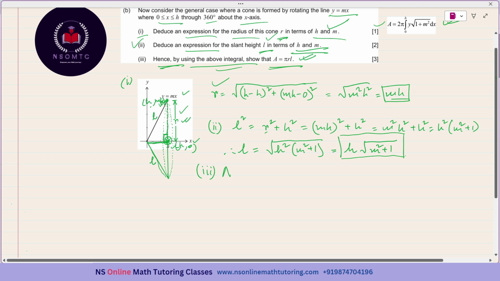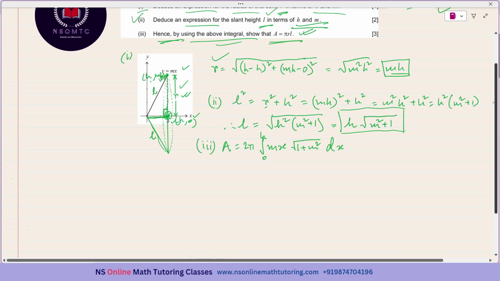It is E equal to 2 pi, I'm just copying this formula, integral from 0 to h. In place of y, I am writing mx, because we have to integrate with respect to x. So mx and square root of 1 plus m square dx. Okay.